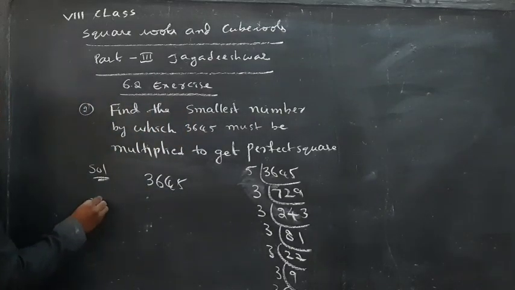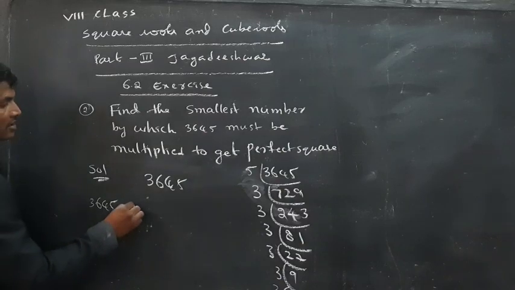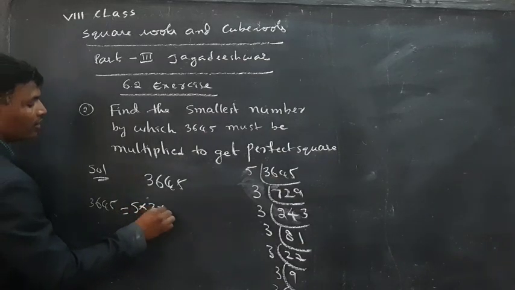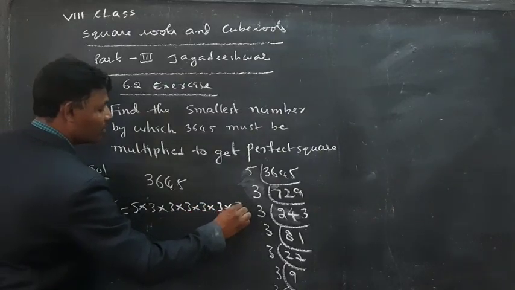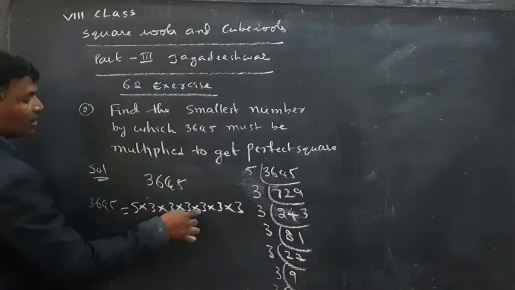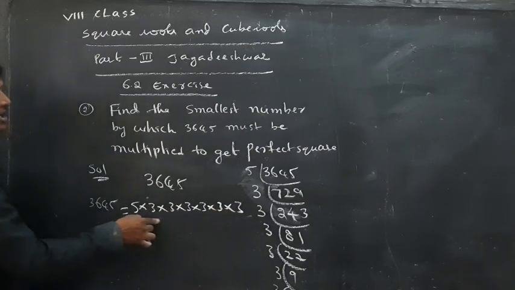So 3645 we can write as 5 into 3 into 3 into 3 into 3 into 3 into 3. 1, 2, 3, 4, 5, 6. 3 is repeated 6 times.